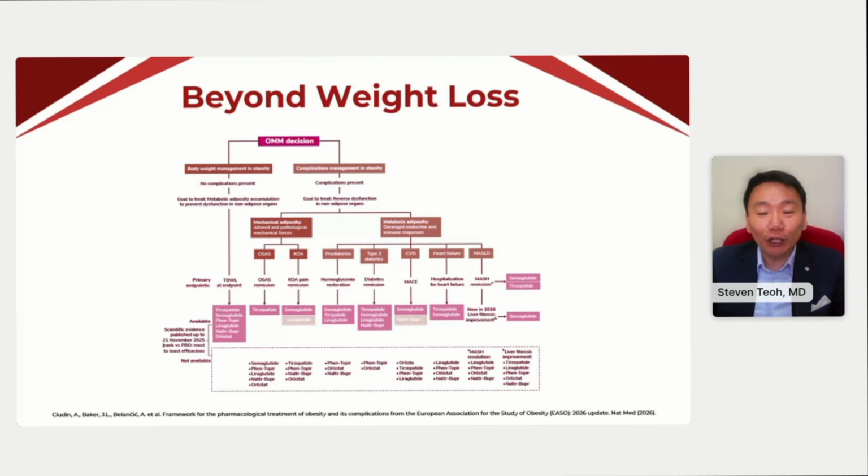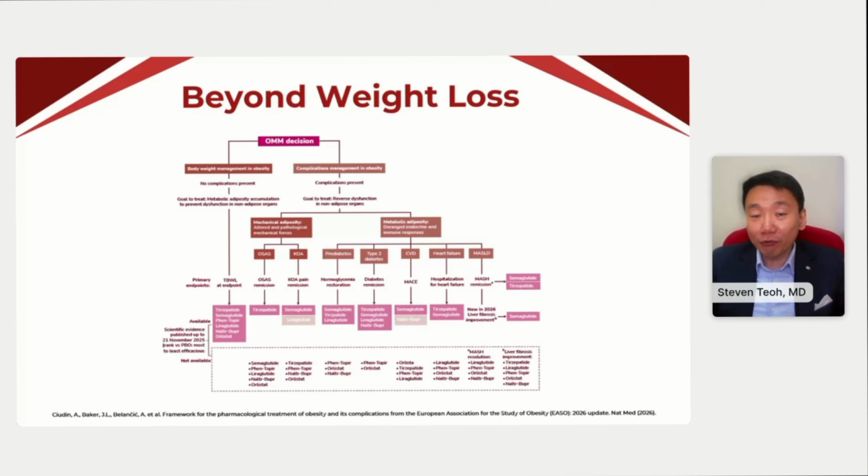Another category of complication is mechanical in nature, or sometimes we hear the terminology fat mass disease. And this includes osteoarthritis of the knees and back, gastroesophageal reflux disease, and also sleep apnea.